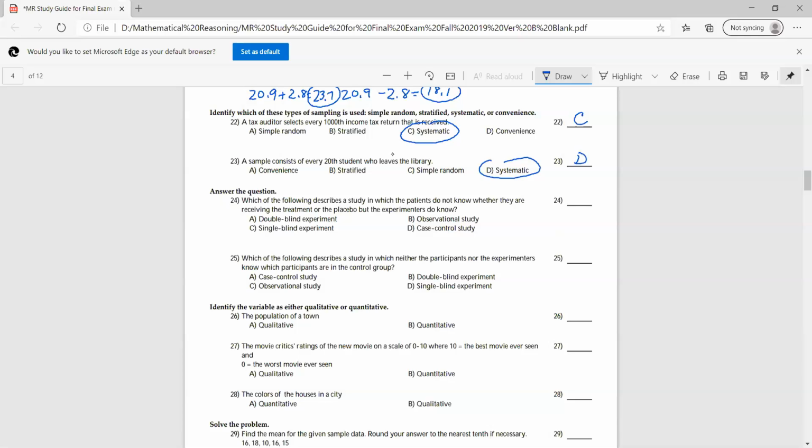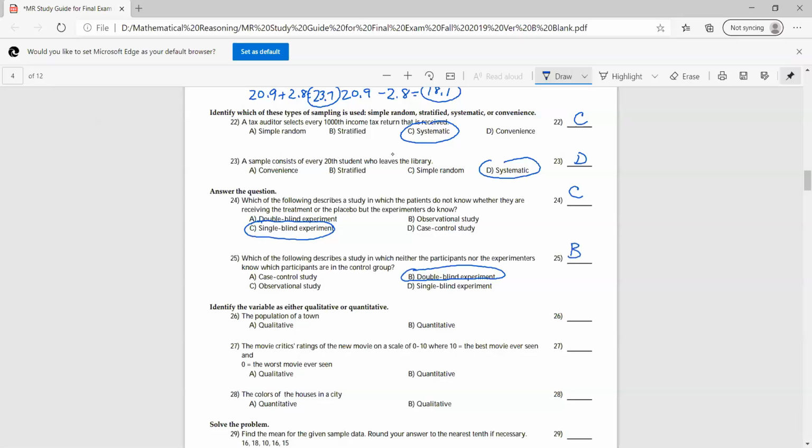Number 24 says, which of the following describes a study in which the patients do not know whether they are receiving the treatment or the placebo, but the experimenters do know? Whenever the experimenters know, it's single blind. When the experimenters do not know either, it's double blind. Okay, 25 says, which of the following describes a study in which neither the participants nor the experimenters know? That's going to be your example of a double blind experiment.